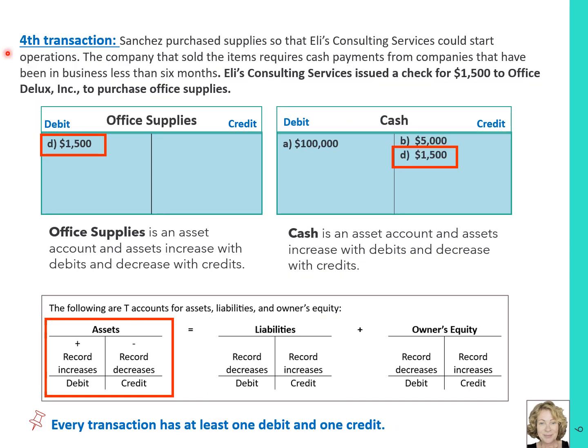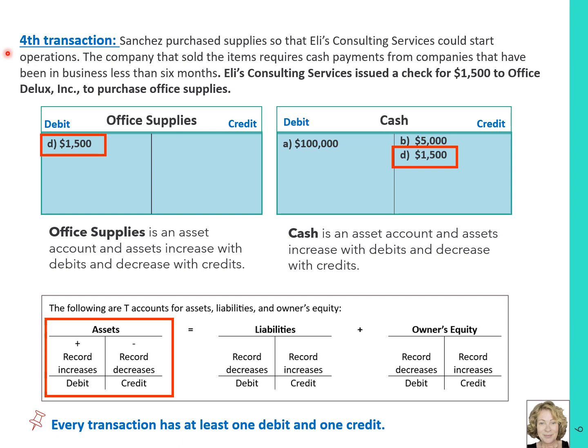In the fourth transaction, Sanchez purchased supplies so that Eli's Consulting Services could start operations. For this transaction, Eli's Consulting issued a check for $1,500 to Office Deluxe Inc. to purchase office supplies. So two things happened here: the business now has more office supplies, and the business now has less cash. Let's start with the first part.